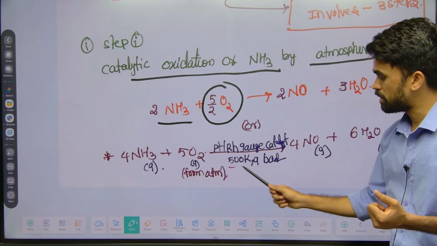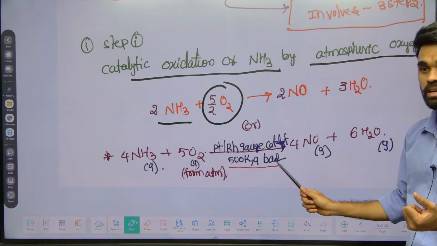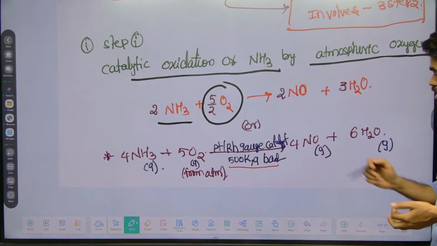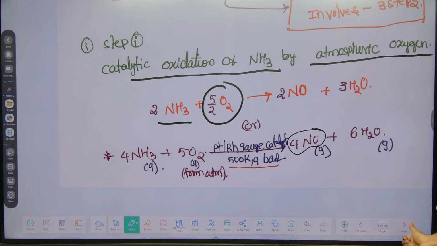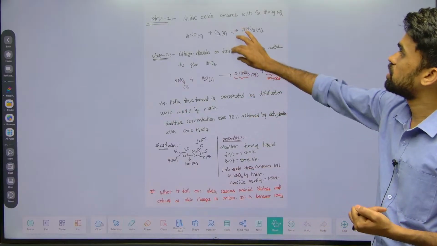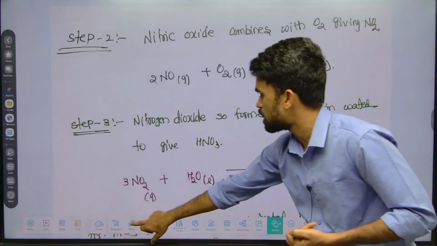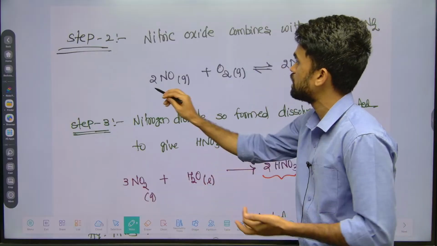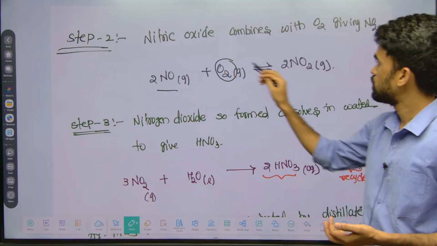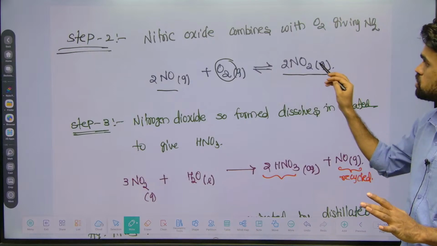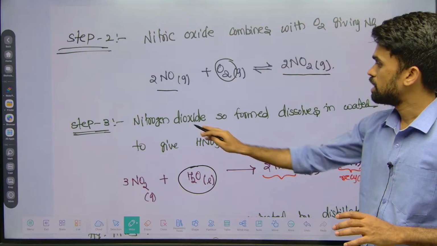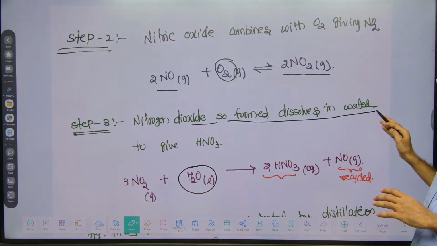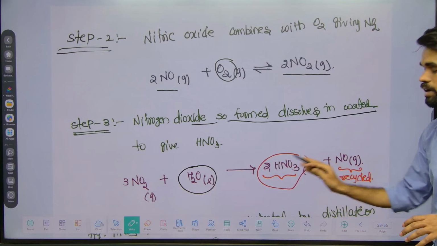What is the temperature you are mentioning? 500 Kelvin, 9 bar. Okay, now what is the compound formed here? NO, nitrogen monoxide. That nitrogen monoxide is again further oxidized to nitrogen dioxide. So nitrogen dioxide you are hydrolyzing. The nitrogen dioxide formed dissolves in water to give you HNO3.